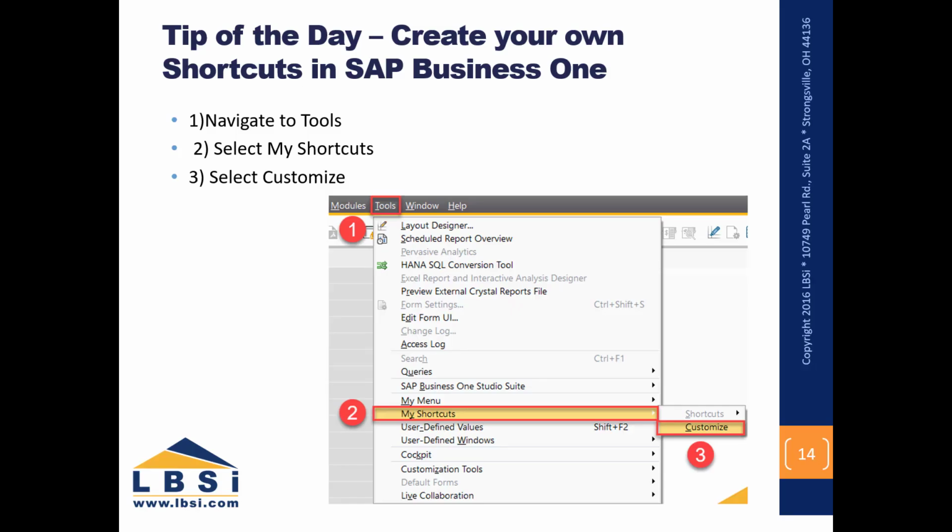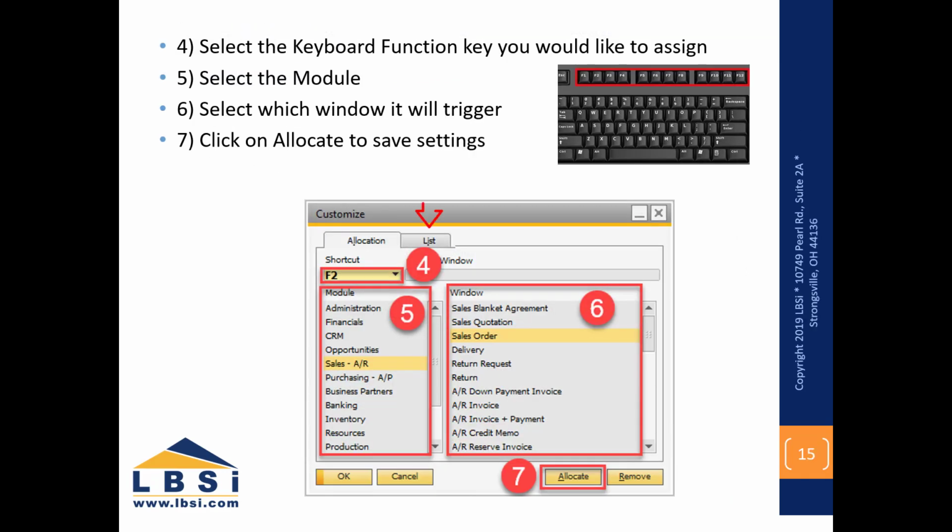Tip of the day: create your own shortcuts in SAP Business One. Use the Customize window to define your own shortcut keys for opening frequently used windows. To access the window, navigate to Tools, My Shortcuts, and click on Customize. In the Customize window, the List tab lists all the shortcut keys and the windows to which those keys are already allocated. On the Allocation tab, you choose the shortcut keys for selected windows.